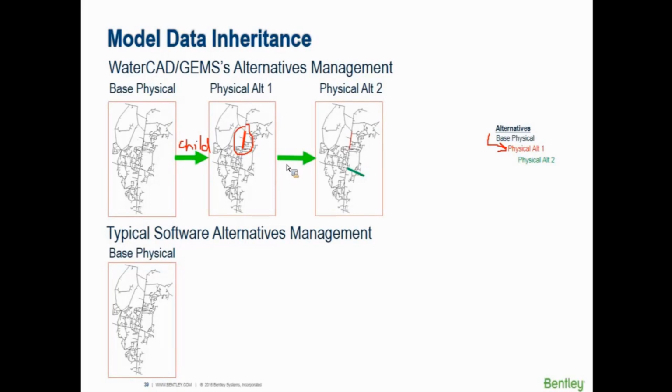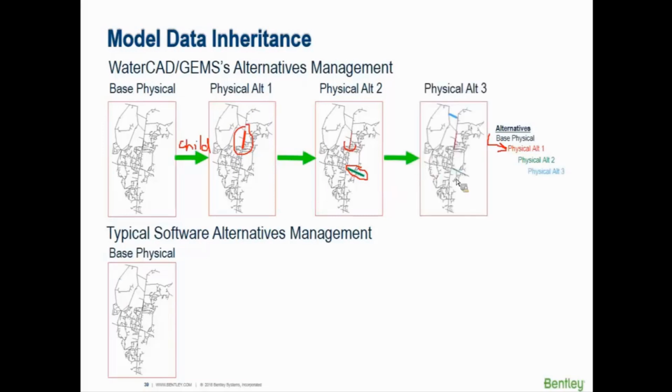Then you make another child alternative, and instead of having to update this pipe diameter here, you don't have to do that anymore because it's referring to the parent, in this case physical alternative 1. And you're only making a change to this pipe diameter. And then as you go one level deeper into the child inheritance, you want to change this pipe diameter, but since you made it a reference to physical alternative 2, which referenced alternative 1, which referenced base, you only had to change one pipe diameter. So really and truly, you only had to change 3 pipes in here.